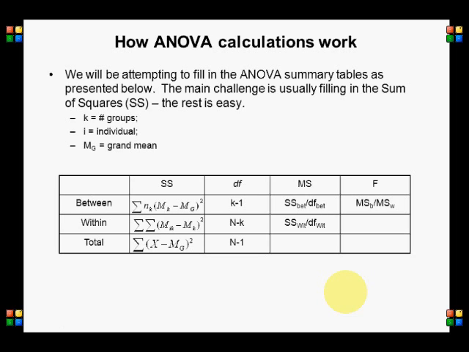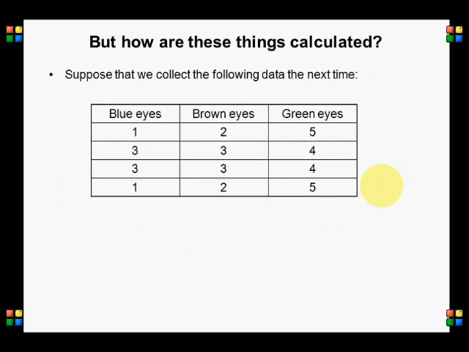Now, if you're looking at how all this stuff fits together, this is a good slide to have handy. You have the equations here for each one. You have your degrees of freedom formula. You have your mean square formula: sum of squares between divided by degrees of freedom between, and sum of squares within divided by degrees of freedom within. And then my F ratio is my mean square or variance between groups divided by my mean square or variance within groups.